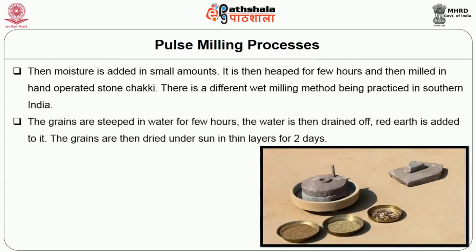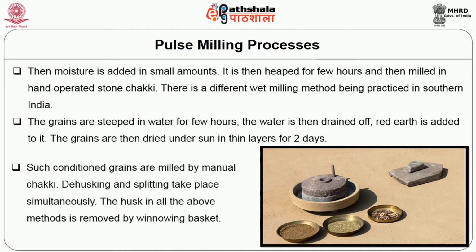The grains are steeped in water for a few hours. The water is then drained off. Red earth is added to it. The grains are then dried under the sun in thin layers for 2 days. Such conditioned grains are milled by manual chakki. Dehusking and splitting take place simultaneously. The husk in all the above methods is removed by winnowing baskets.